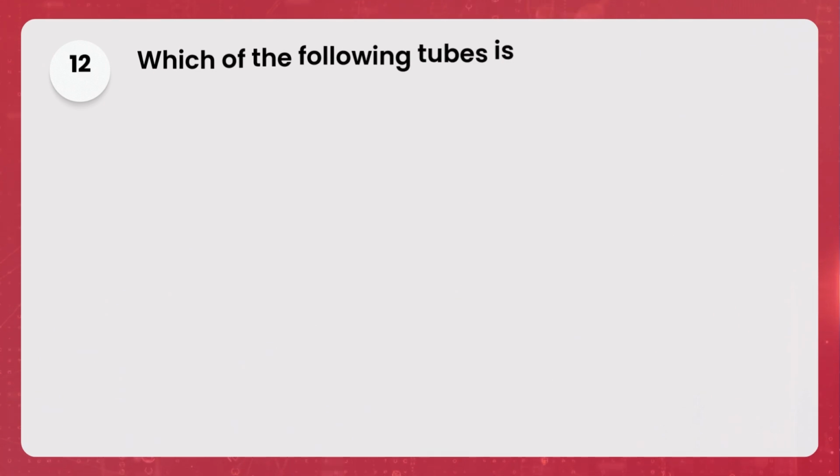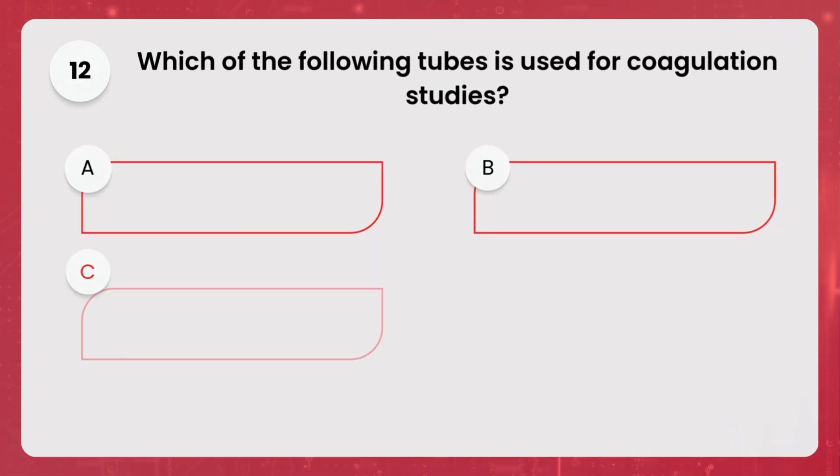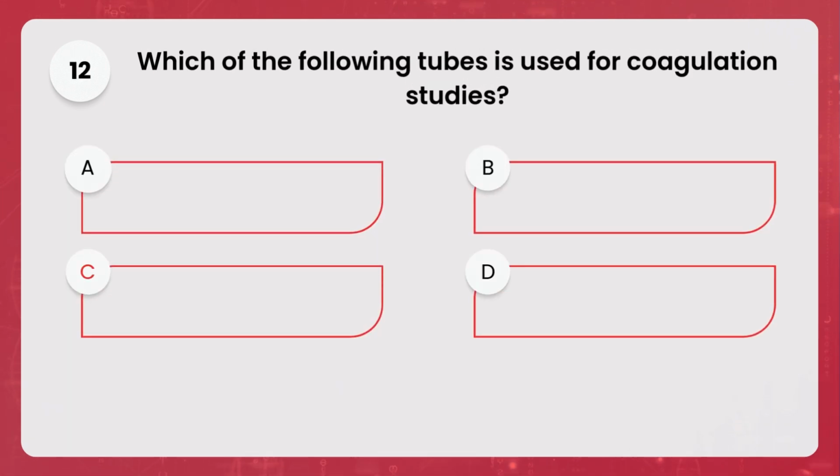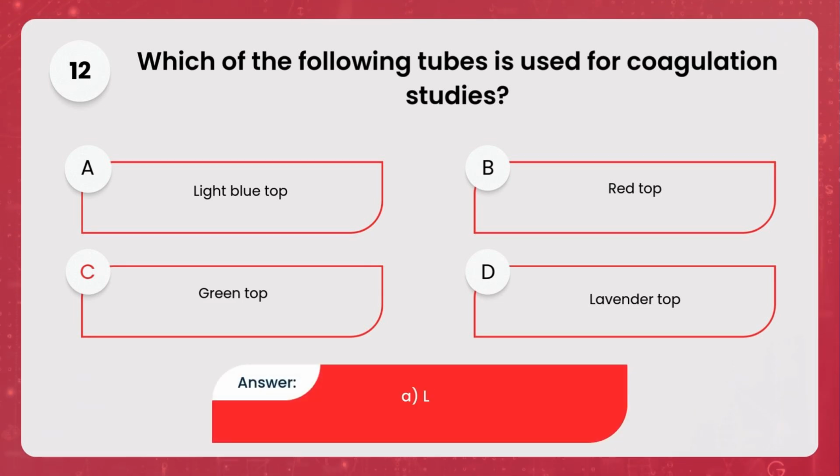Number 12. Which of the following tubes is used for coagulation studies? A. Light blue top tube. B. Red top tube. C. Green top tube. Or D. Lavender top tube. The answer is A. Light blue top tube.